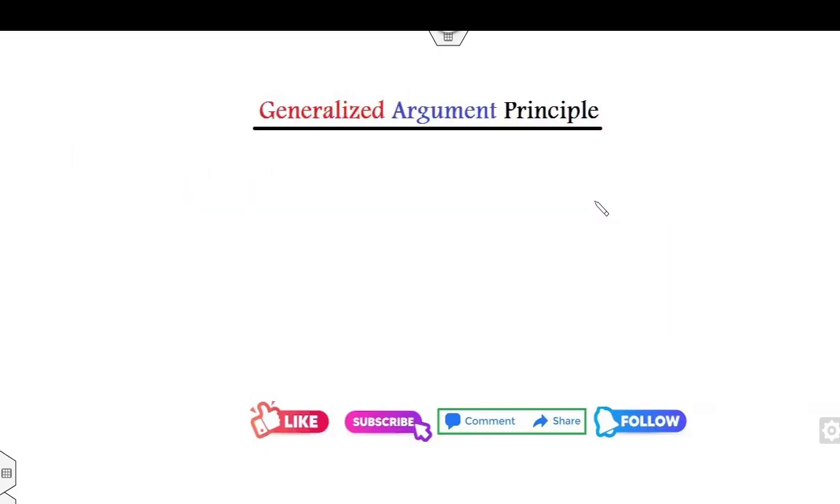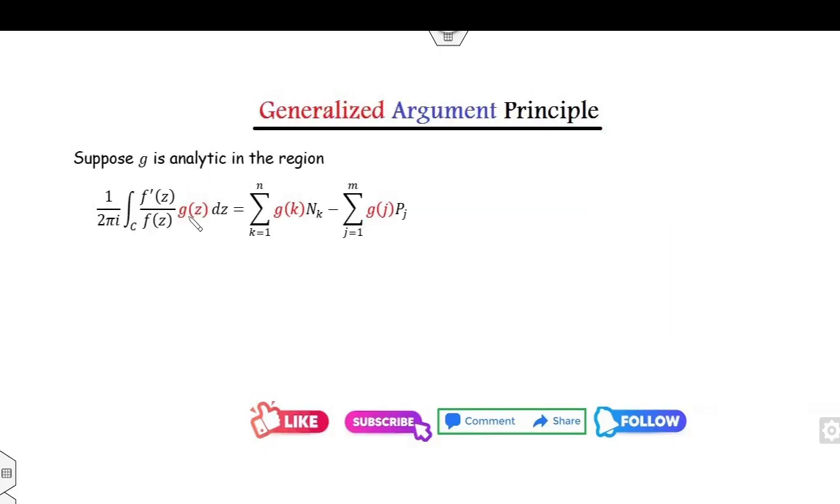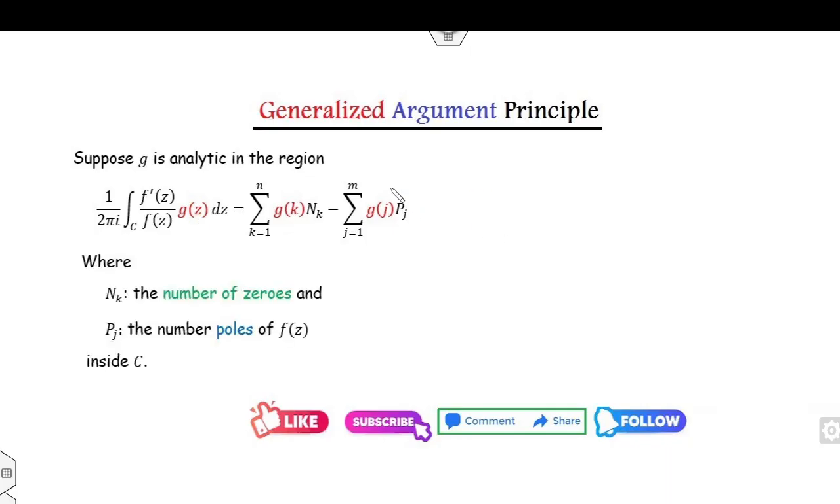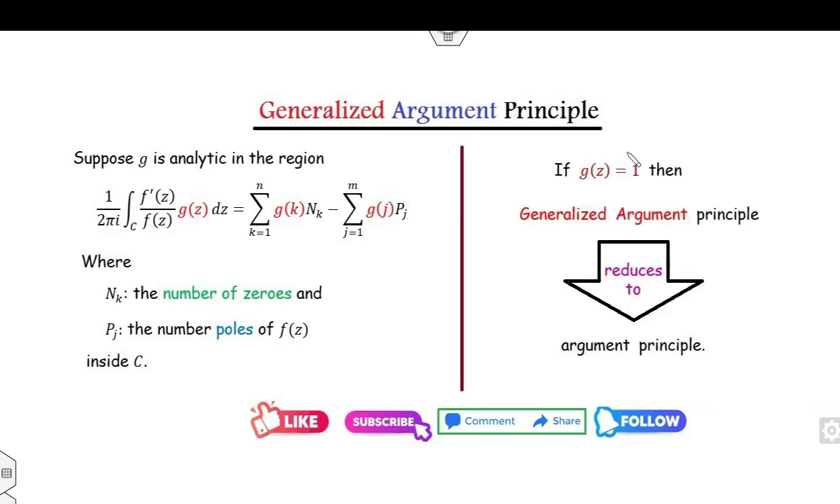But if you generalize the argument principle, if I consider another analytic function g, then you can define the generalized argument principle by using equation number 1. Again, N is the number of zeros and P is the number of poles. A very special case is if I consider g of z as 1, every constant function is analytic. This implies the generalized argument principle reduces to the argument principle.